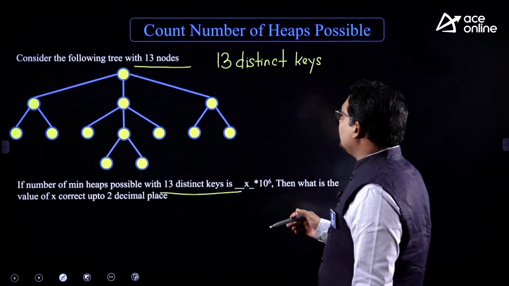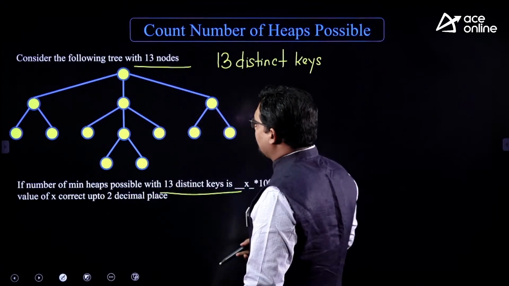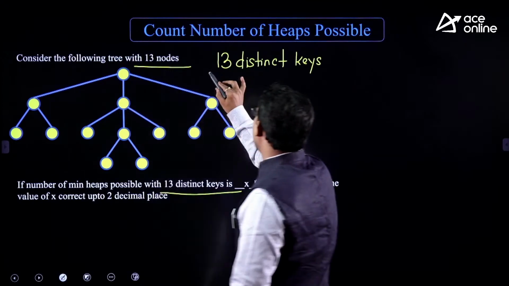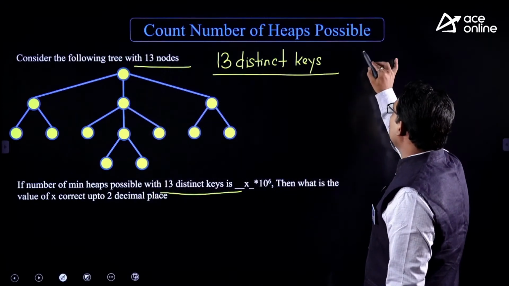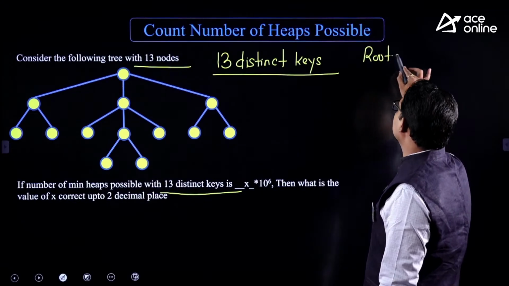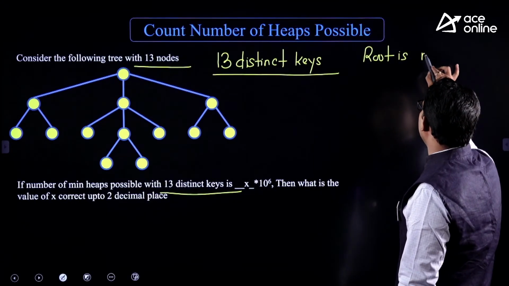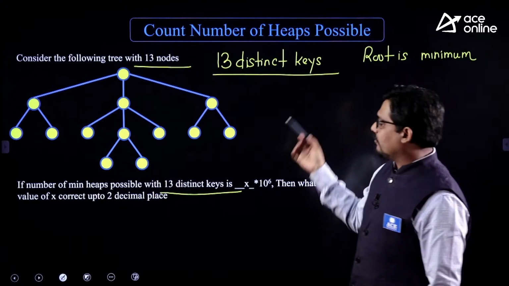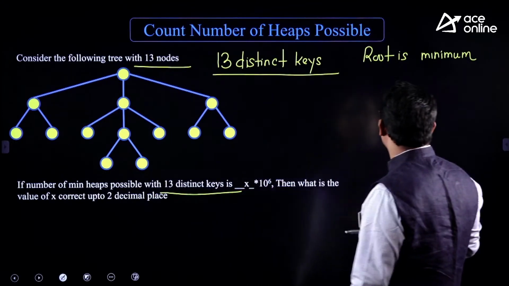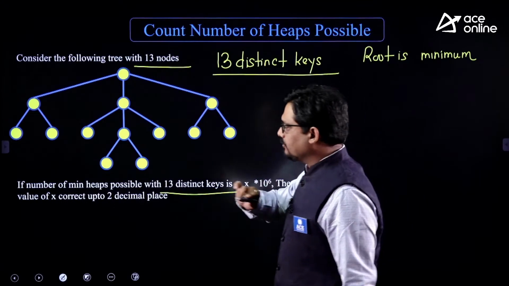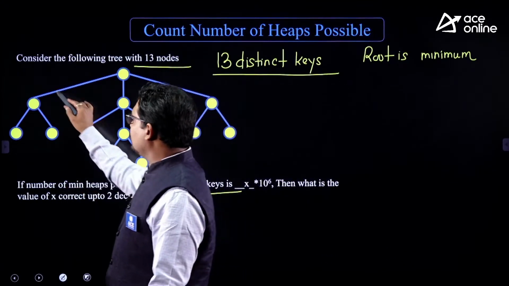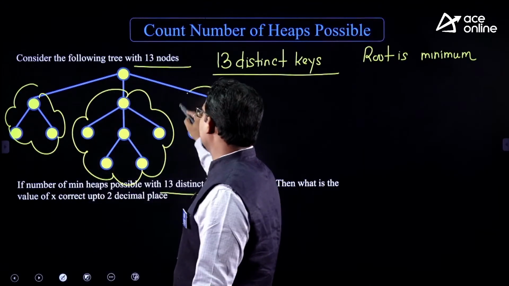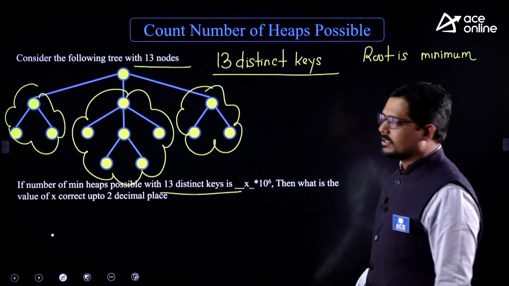Great. So now we will solve this question in parts. If it is a min heap, then among these 13 distinct keys, the root will be the minimum one. Root is the minimum element. It is a unique element, because I have used the word distinct in this case. So root is minimum, so that will become 1. Then I have 3 structures: one structure, second structure, and third structure.